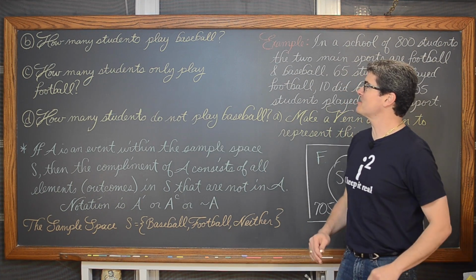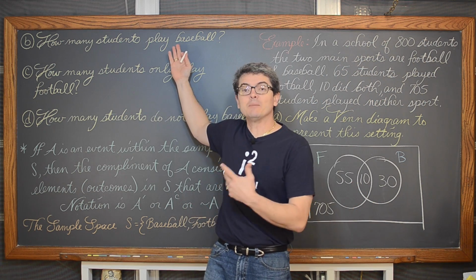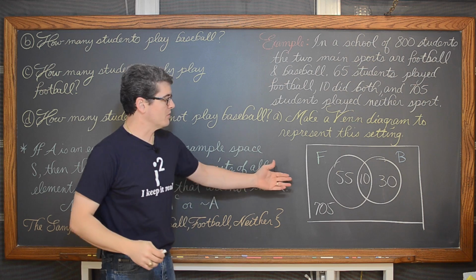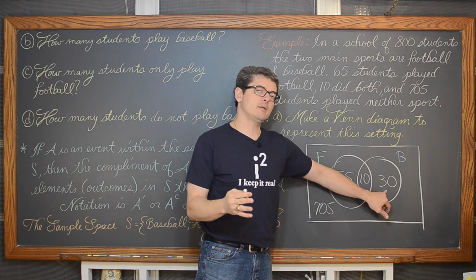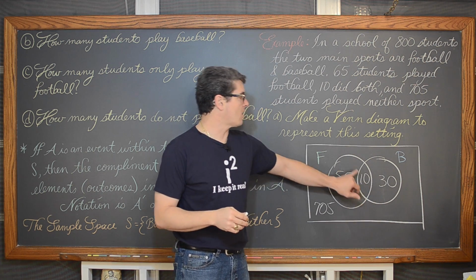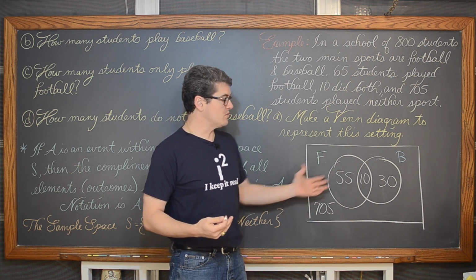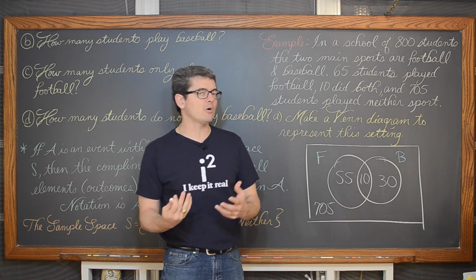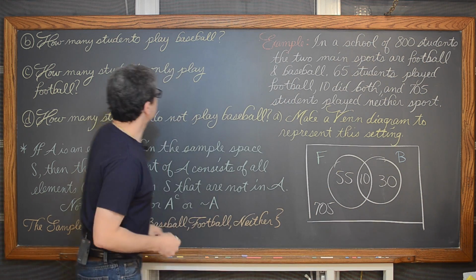How many students play baseball? Part B of our example. I didn't really mean to, but we've already answered that question as we were setting up the Venn diagram for this setting. We have those 30 students that are playing baseball only. We have the 10 students that are playing baseball but are also playing football. Well, with the Venn diagram, the nice thing once you have these set up is you just count the parts that fit that particular question. So 10 plus 30 is equal to 40 students.